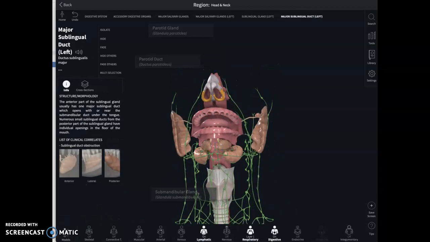So that is the first part of the pinning. And remember, these salivary glands are going to be on the respiratory quiz. Because we're using the head model, we might as well include those as well.